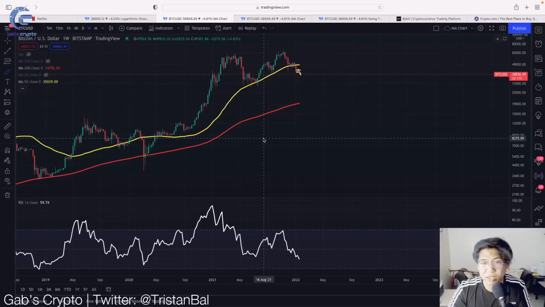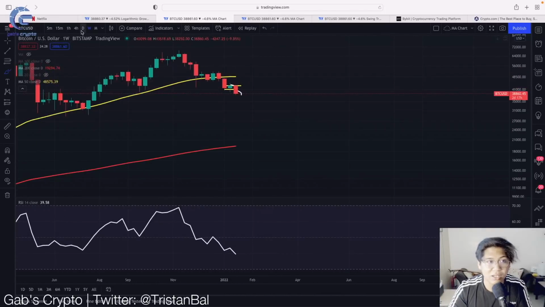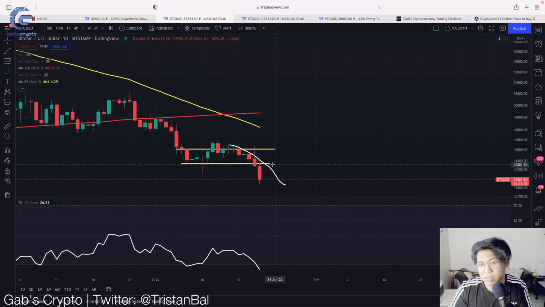It's just that the current period na kung nasaan tayo, it's actually currently on a downtrend. So right now, for the Bitcoin price, you need to wait this one out talaga dito, especially in the daily time frame and the 4-hour time frame.